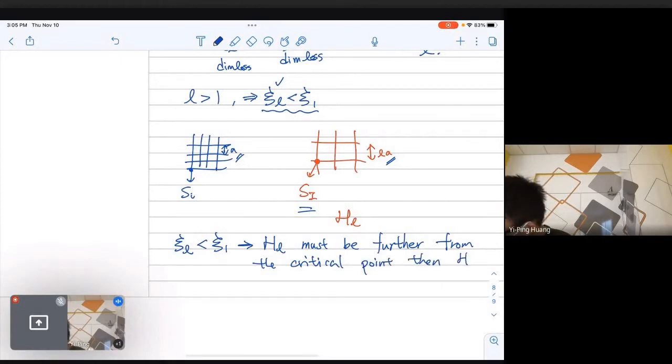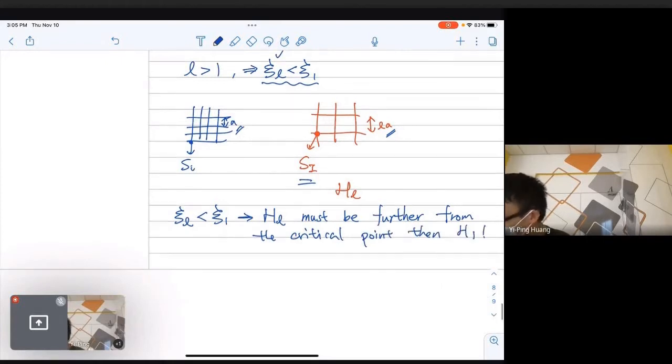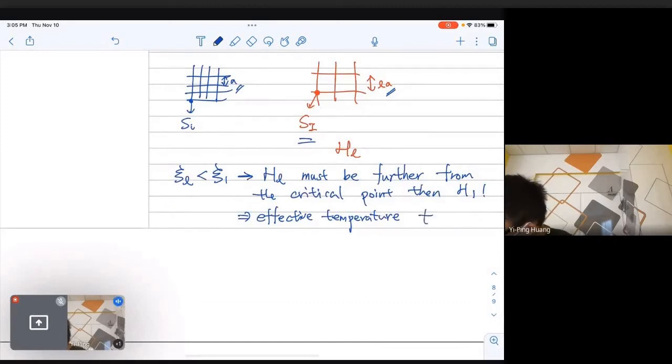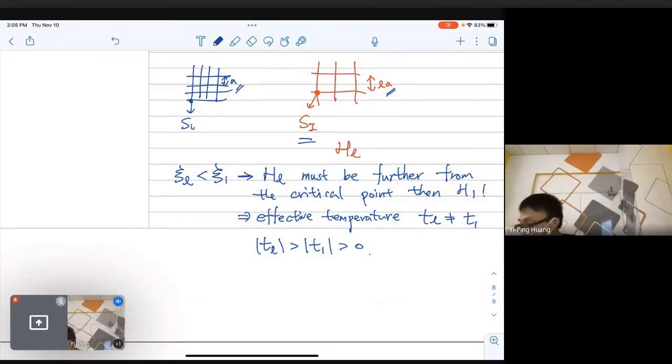Than H1. So what does that mean? It means that the effective temperature TL is not equal to T1, and actually TL is greater than T1, which is greater than 0.